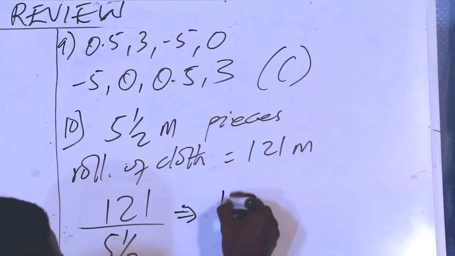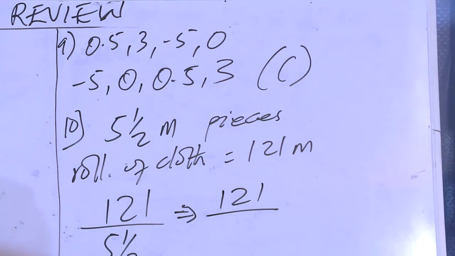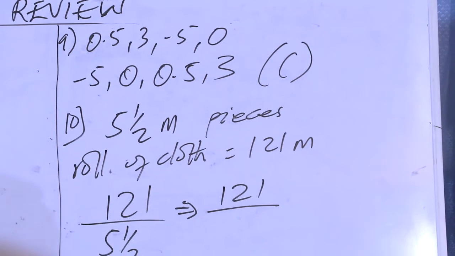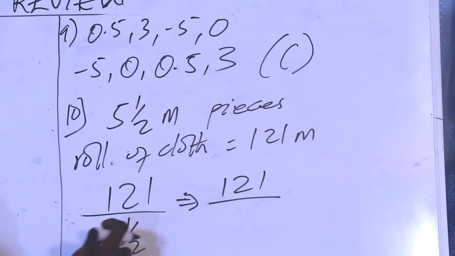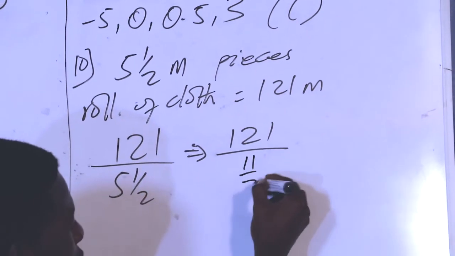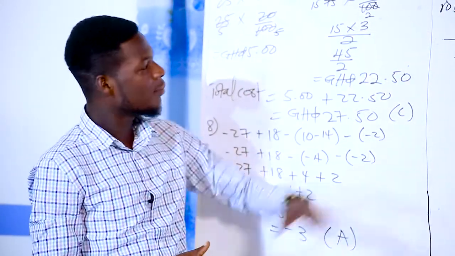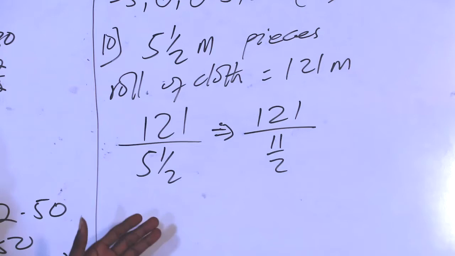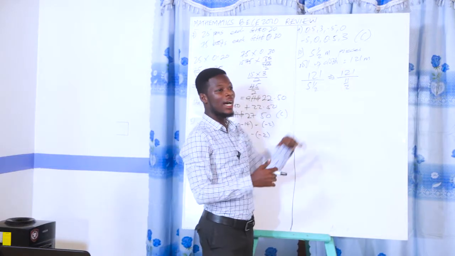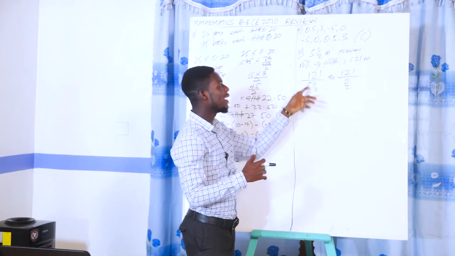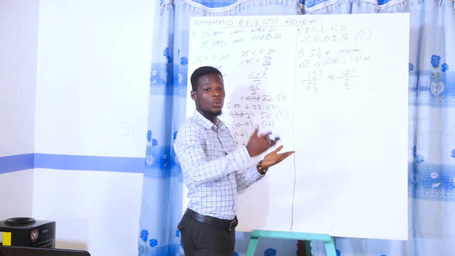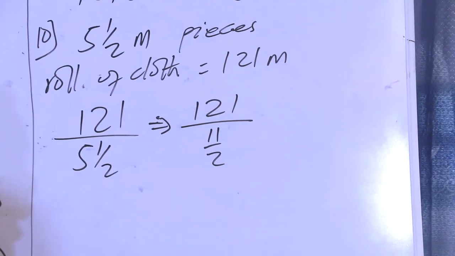This will give you 121 over 5.5, which is the same as what? You change it to an improper fraction. How do you do that? 5 times 2 is 10 plus 1, so 11 over 2. All right, so we are continuing. According to the question, the roll of cloth was 121 meters long, and we are going to cut 5.5 pieces. So we just divide the total length of the cloth by the 5.5 pieces we want to cut. That will give us the number of pieces we can get.